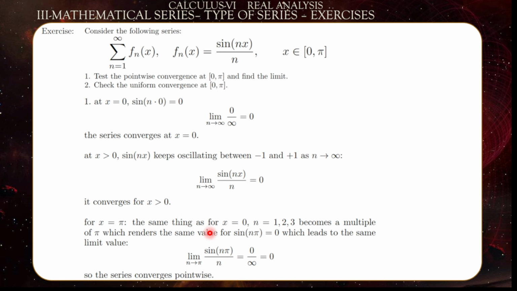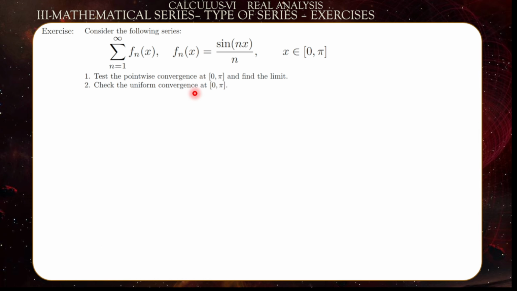For x equal pi, it is the same thing as for x equals 0, because whatever n is, n equal 1, 2, 3 sequentially and always greater than 0, this becomes a multiple of pi, which renders the same value: sine n pi equals 0. Sine n pi would always be 0 for whatever n, which leads to the same limit value. Hence, the limit as n approaches infinity of sine n pi divided by n is equal to 0 divided by infinity, equal 0. So the series converges pointwise.